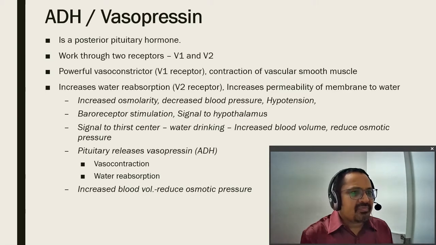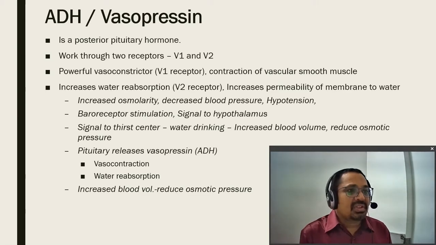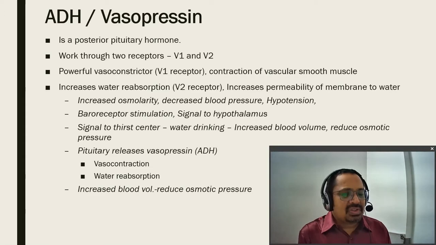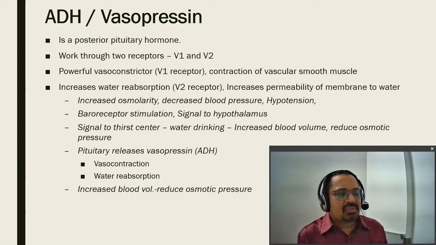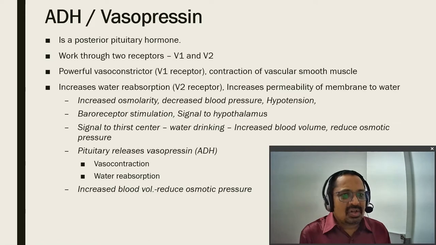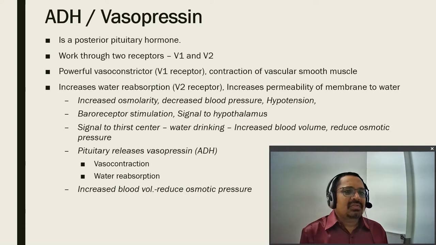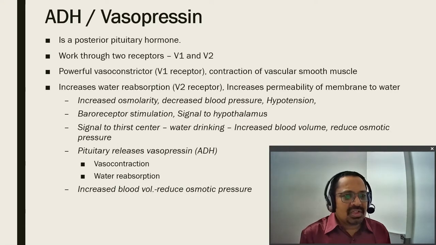ADH. It is also called vasopressin. It is one of the hormones which is secreted by the posterior pituitary gland. It specifically works through two receptors, V1 and V2 receptor. V1 receptor action is a powerful vasoconstrictor action. It contracts the smooth muscle. Whereas when ADH or vasopressin elicits its action by the V2 receptor, it increases water reabsorption. The permeability of the membrane for the water is increased.